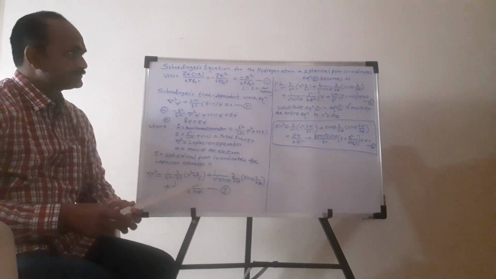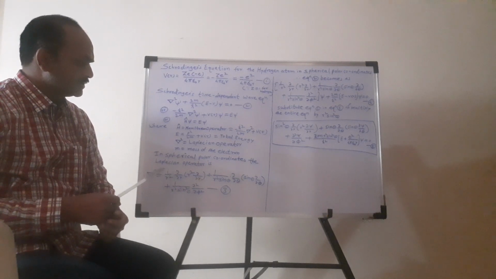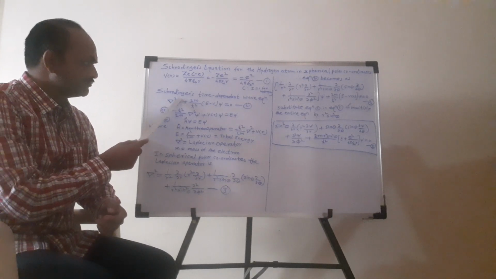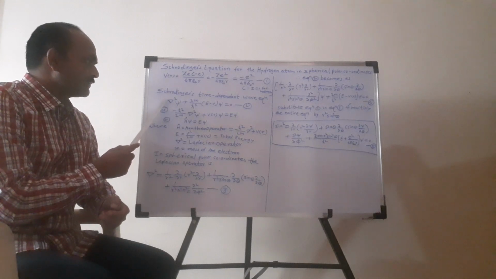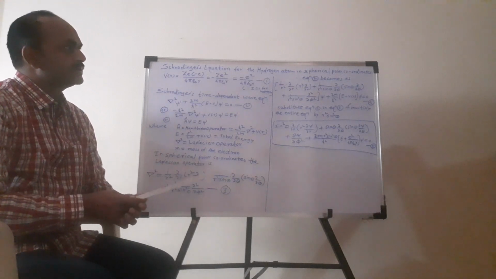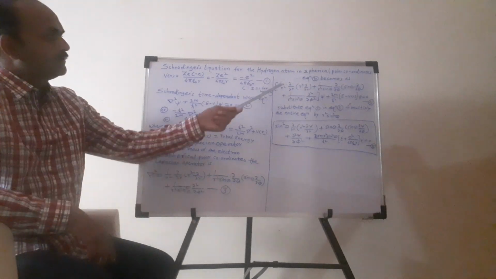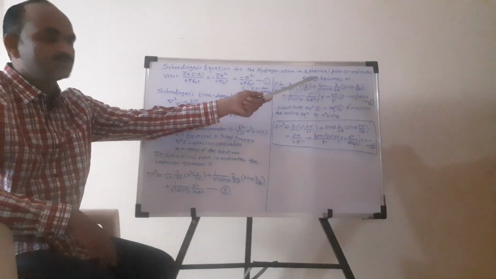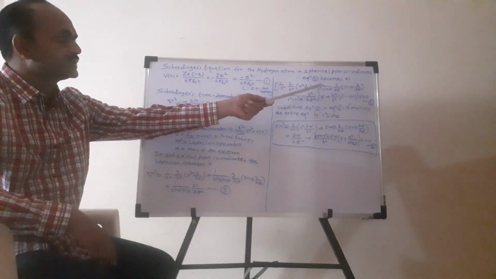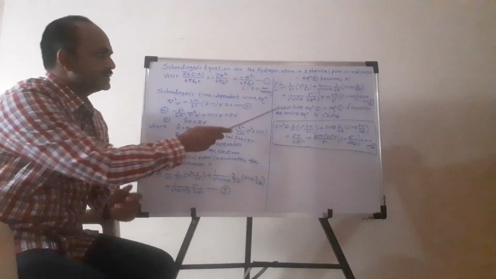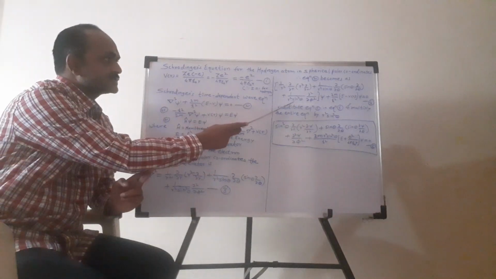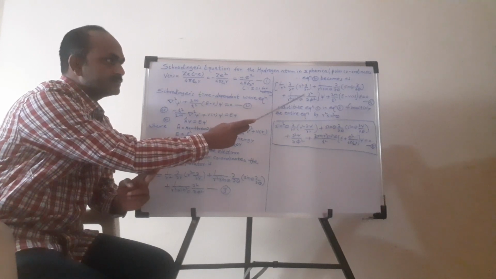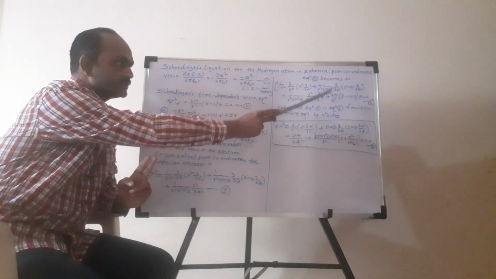Therefore, by substituting this value in equation 2, that is, putting the value of the Laplacian operator here, equation 2 becomes 1 upon r square dou by dou r, r square dou by dou r, plus 1 upon r square sin theta dou by dou theta, sin theta dou by dou theta, plus 1 upon r square sin square theta dou square by dou phi square, into psi, plus 2m upon h cross square, E minus V of r, psi equal to 0.